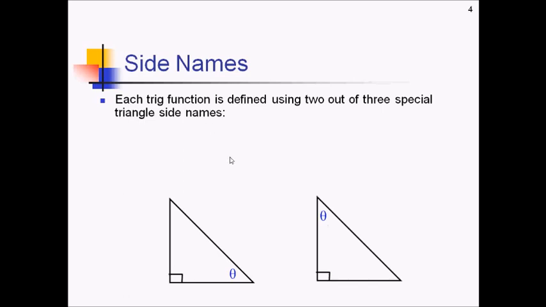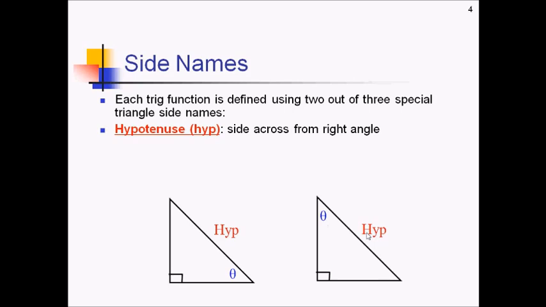The first one you already know, the hypotenuse, or hyp for short. That's the side across from the right angle. So we've got this side or this side. Doesn't really matter because we can always pick out the right angle. We can always find the hypotenuse. Now the other 2 side names are based on where your angle is in the specific triangle.